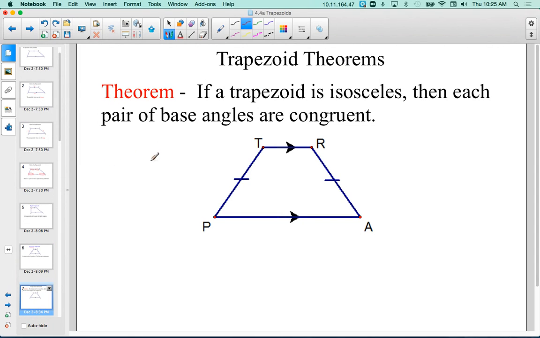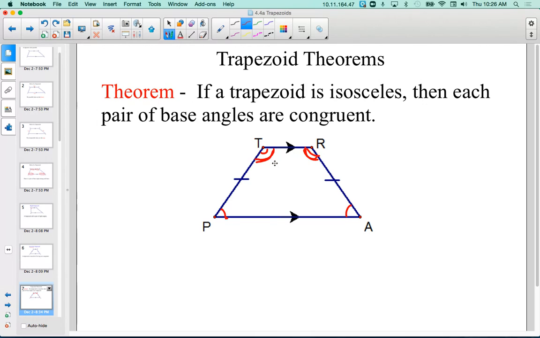First theorem for trapezoids. If a trapezoid is isosceles, then each pair of base angles are congruent. So remember, base angles pair up along the same parallel side. So angle P and angle A would be congruent. Angle T and angle R would be congruent. This is where we get our paired up parts here.